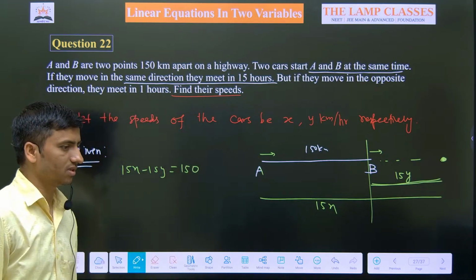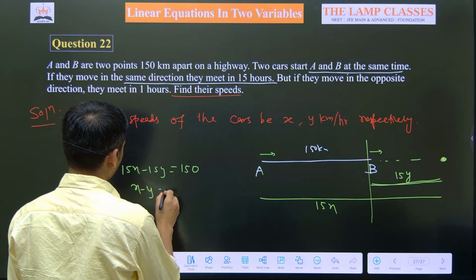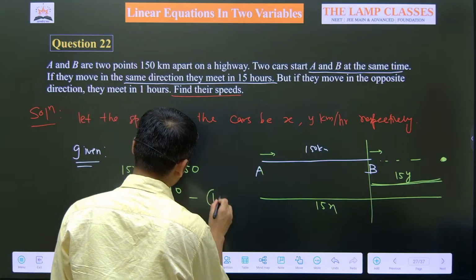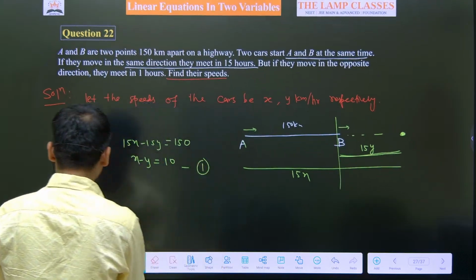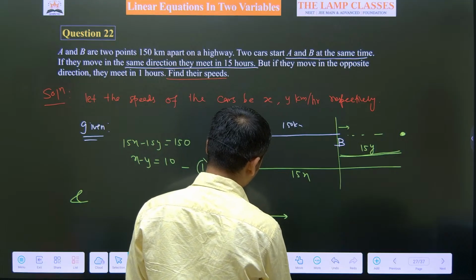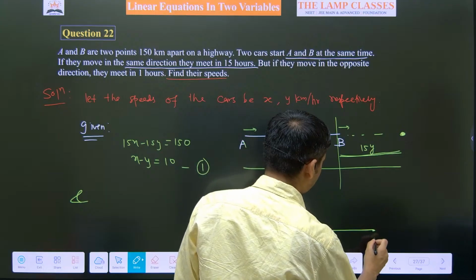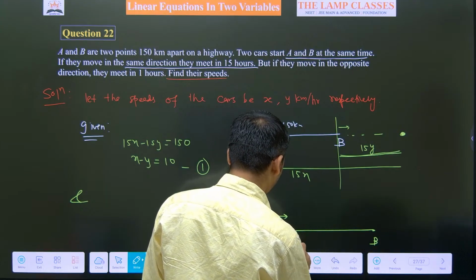Is it the equation? And now just divide by 15, so we have x minus y is equal to 10. That's the first equation. The second scenario is they are moving opposite to each other, guys. Now, this is the total distance. The total distance between A and B is given as 150, right?